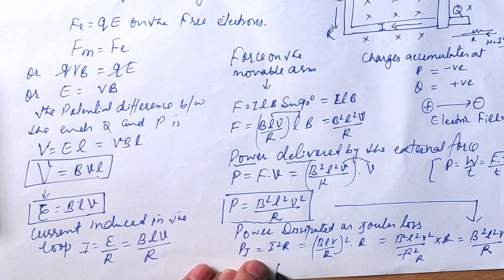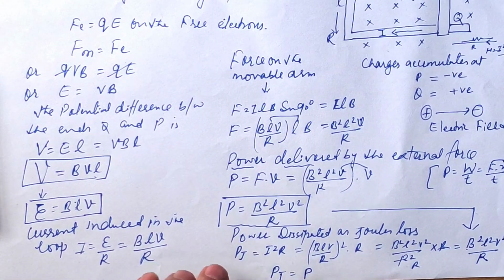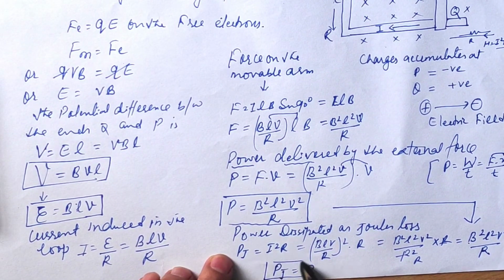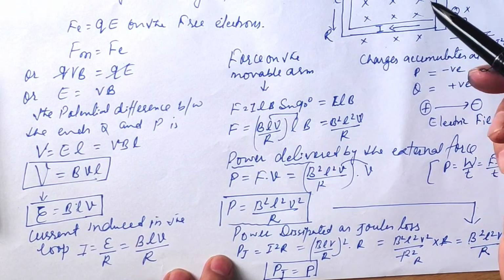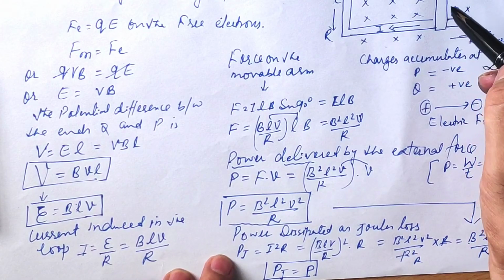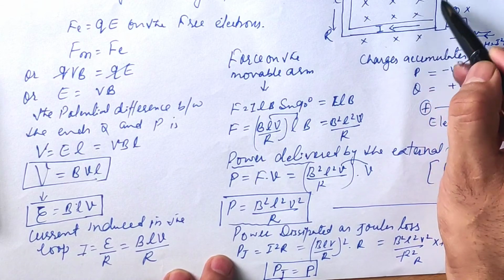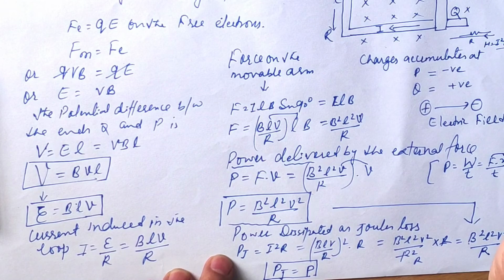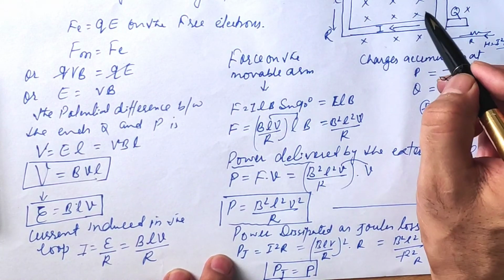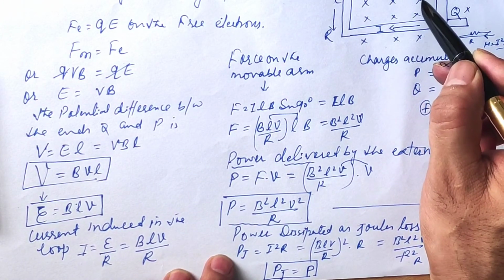It means power dissipated as Joule's loss is equal to the power delivered to the arm. Thus the mechanical energy expended to maintain the motion of the movable arm is first converted into electric energy, as induced EMF and induced current are set up, and then into thermal energy. This is consistent with the law of conservation of energy.